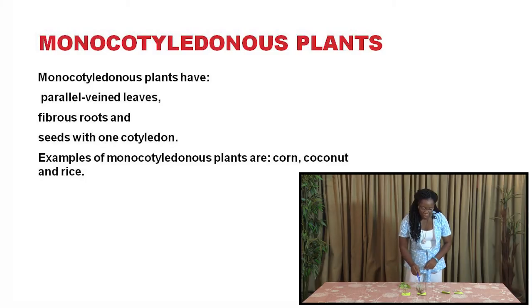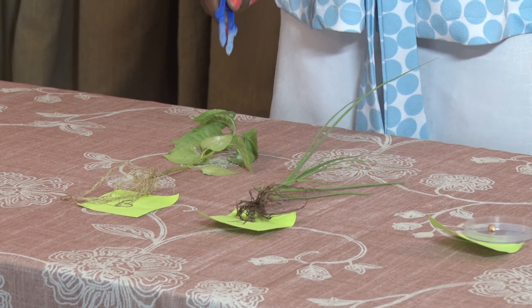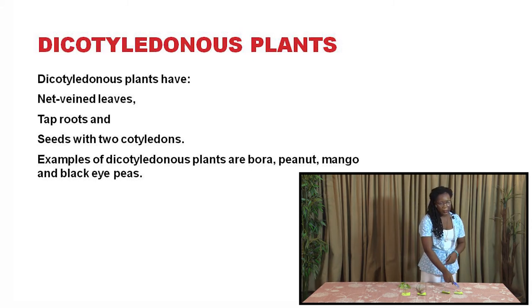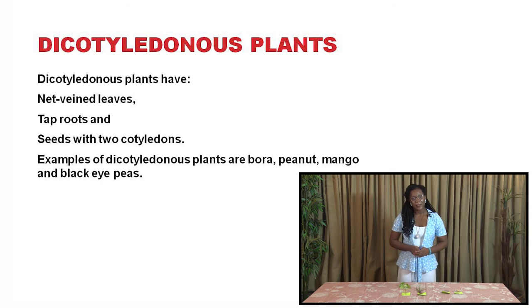Plant A is a monocotyledonous plant. Monocotyledonous plants have parallel veined leaves, fibrous root, and seeds with one cotyledon. Examples of monocotyledonous plants are corn, coconut, and rice. Plant B is a dicotyledonous plant. Dicotyledonous plants have net veined leaves, tap root, and seeds with two cotyledons. Examples of dicotyledonous plants are borer, peanut, mango, and black-eyed peas.